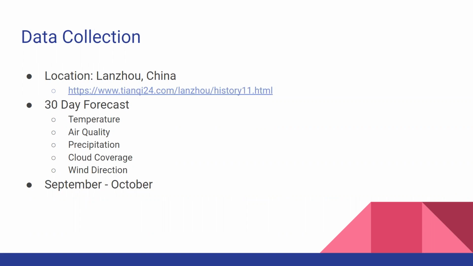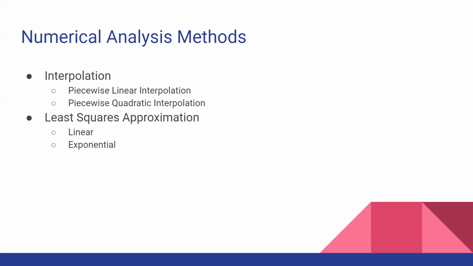Our data is from a city in China called Wenzhou. Our data consisted of 30 data points, which was a 30-day forecast that consisted of temperature, air quality, precipitation, cloud coverage, and wind direction, and it was through the months of September through October. Some of the numerical analysis methods that we used were piecewise linear and quadratic interpolation, and then the linear and exponential least squares approximation.